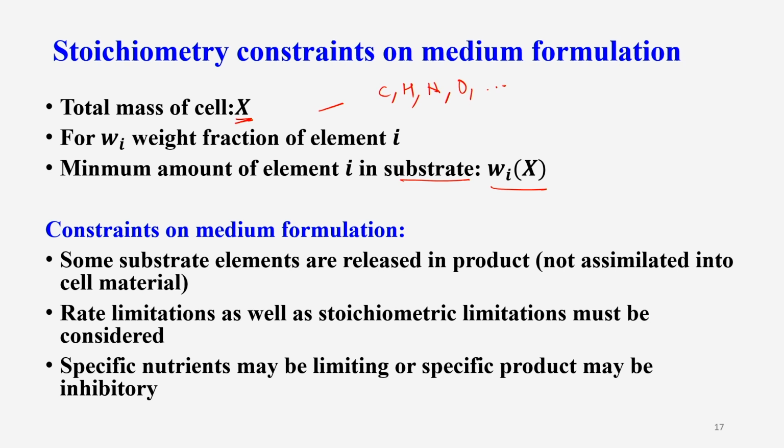Now, it is important to understand what are the constraints here on media formulation. The first is some substrate elements are released in the product, they are not assimilated in the cell material. So, when you are designing the media, you have to consider what is the product formation, and accordingly we have to consider the media formulation. Now, next is very important, what is the rate limiting as well as stoichiometric limitations. We will discuss in the next slide how we define this rate limiting and stoichiometric limiting.